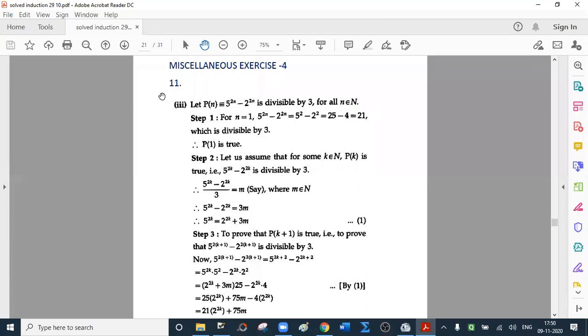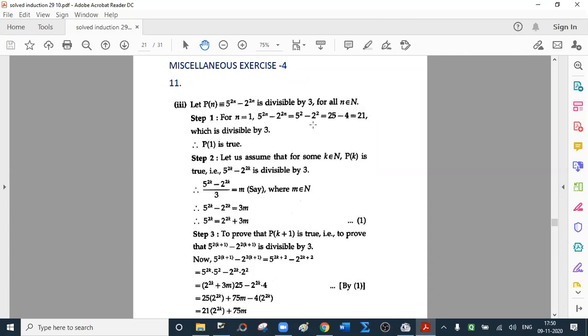Now, third part, second for homework, third part, let P(n) be the result 5 raised to 2n minus 2 raised to 2n is divisible by 3, for all small n belonging to capital N.